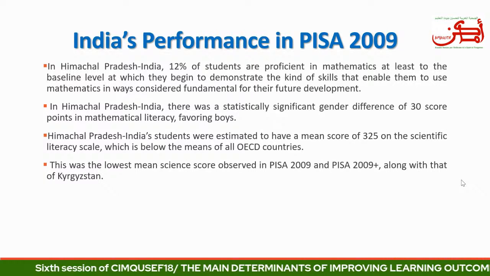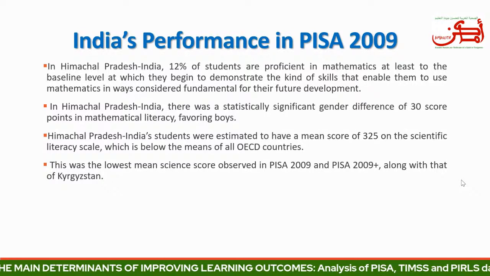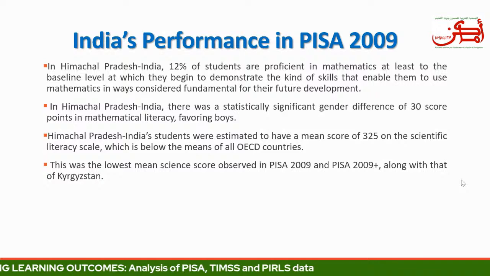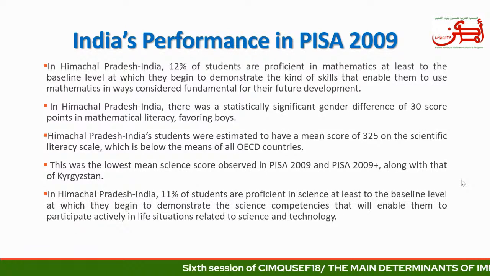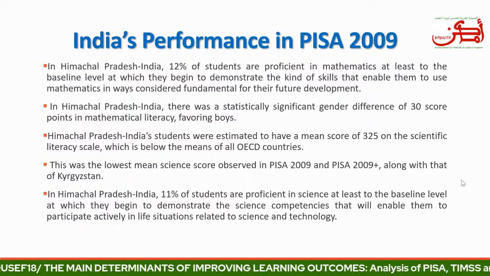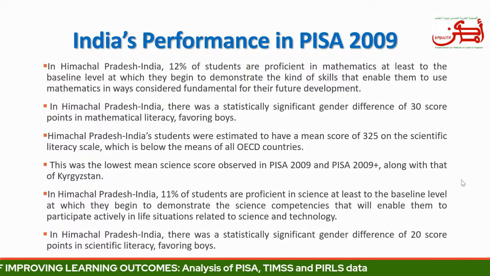And on scientific literacy, the students were estimated to have a mean score of 325, which was below the means of all OECD countries. This was the lowest mean science score observed in PISA 2000 and PISA 2009 plus, along with that of Kyrgyzstan. And 11% of the students were proficient in science at least to the baseline level. So only 11% of students could be proficient in science. And there was a statistically significant gender difference of 20 score points in scientific literacy, which favored boys.